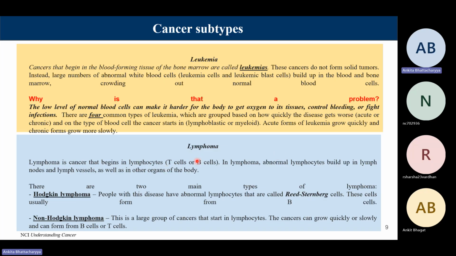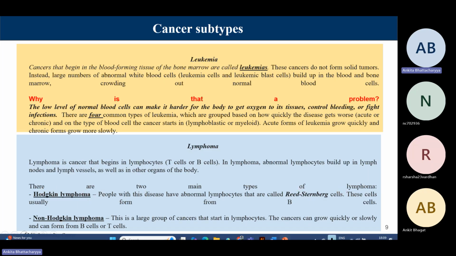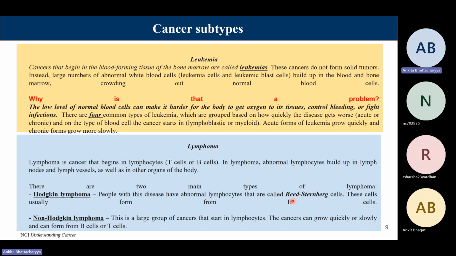Then you see for lymphoma, it is a cancer beginning in the lymphocytes, the B and T cells. Abnormal lymphocytes build up in the lymph nodes and the lymph vessels as well as other cells of the body. There are two main types of lymphoma. One is Hodgkin's, one is non-Hodgkin's. In Hodgkin's lymphoma, people have abnormal lymphocytes called Reed-Sternberg cells, which usually form from B cells. Then you have non-Hodgkin's, which begins in the lymphocytes. They can develop either from B cells or from T cells.